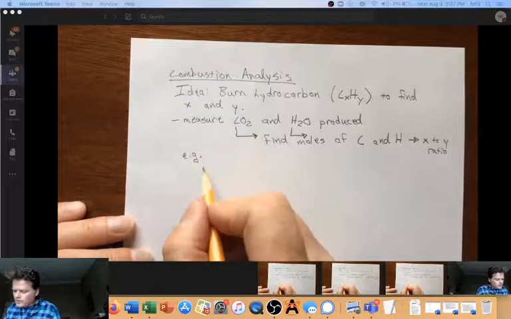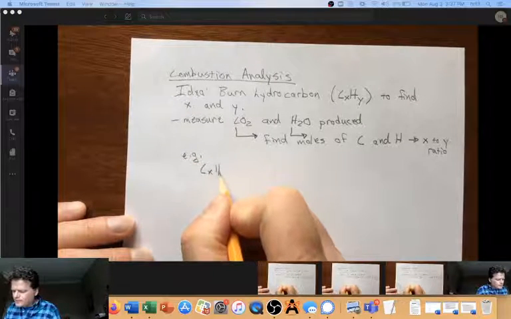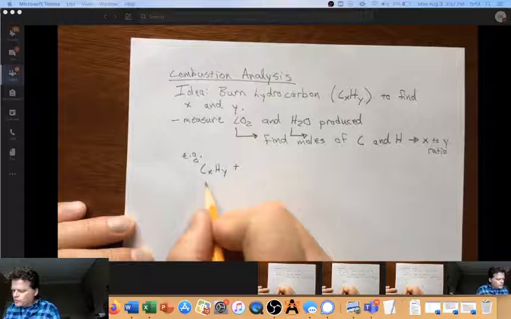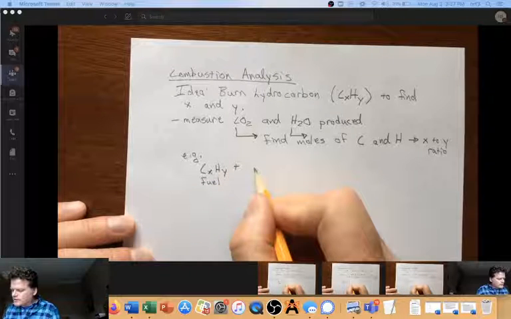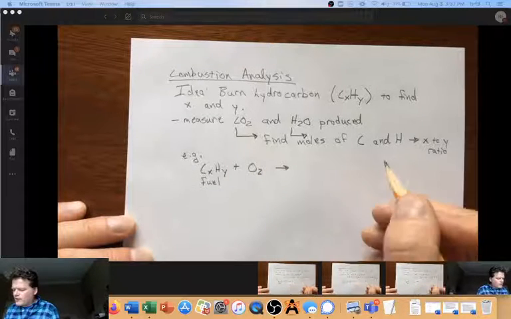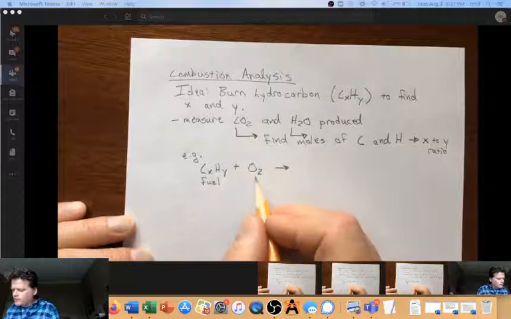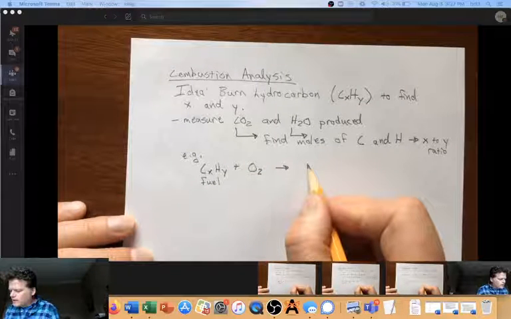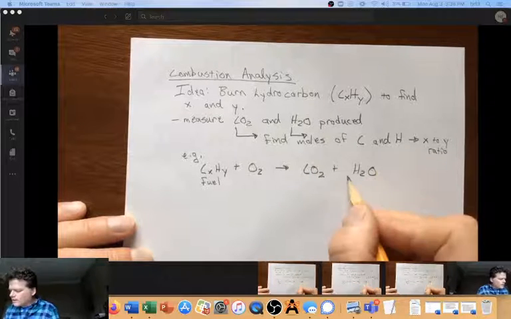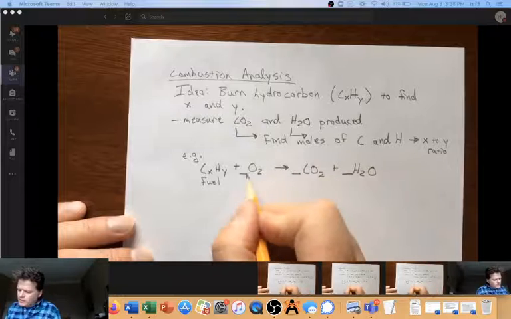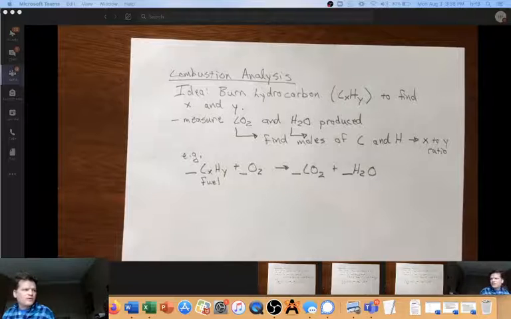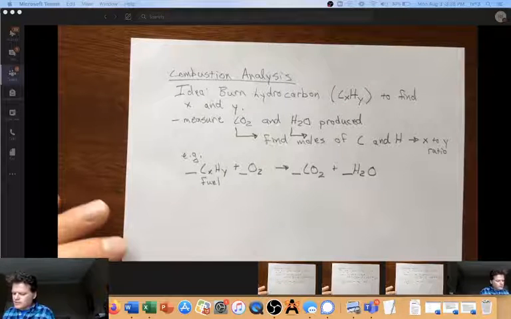Let's say we had an unknown hydrocarbon CxHy, and we're going to burn it. This is the fuel. To burn something, you always need fuel plus oxygen. With a hydrocarbon, CxHy is your fuel, you've got the oxygen, and then you'll get products, always CO2 and H2O. This is not a balanced equation. It's hard to balance because we don't know what X or Y are. We could balance it, but it would just have those variables in there, so we'll just leave it unbalanced.